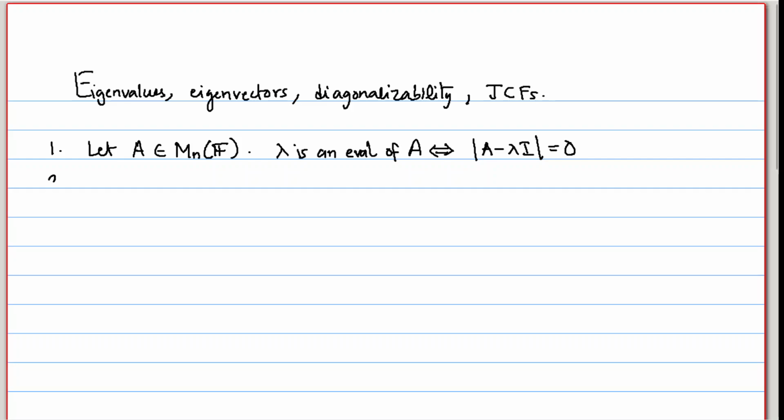And the polynomial which we obtain when we take the determinant of A minus x times I is called the characteristic polynomial. And so what we can say is that eigenvalues are roots of the characteristic polynomial, or you can say roots of the characteristic equation. Okay.